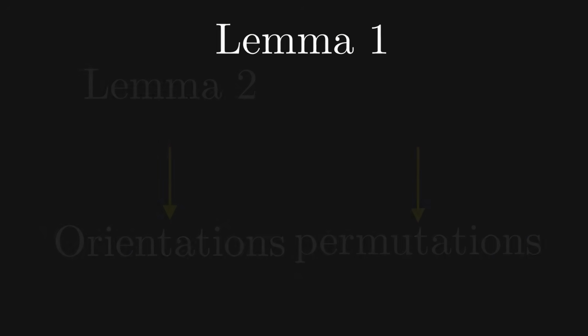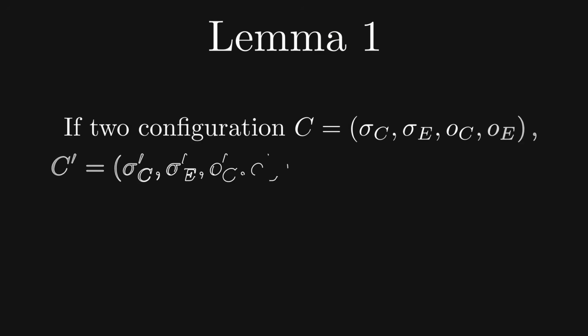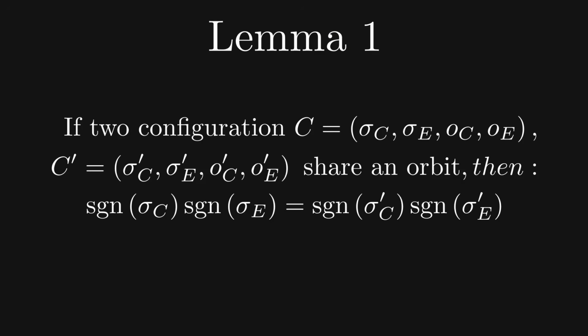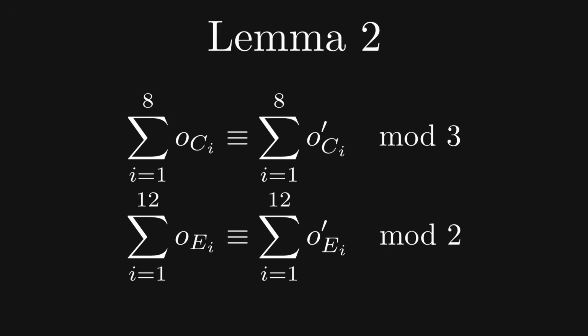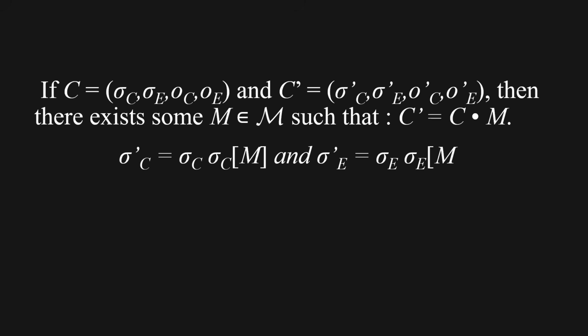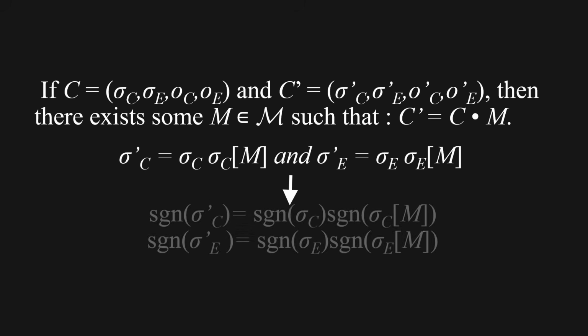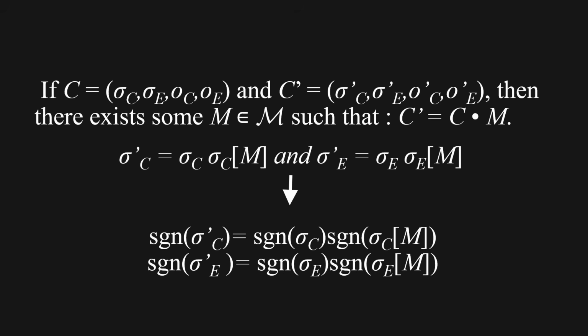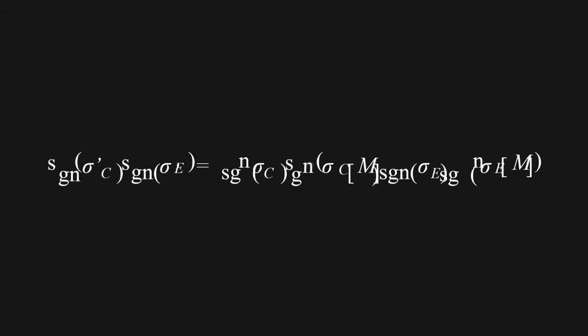The first lemma states that if two configurations share an orbit, then the product of the signatures of their permutations must be equal. First, observe that since these two configurations are in the same orbit, then there must exist some move M such that C' is equal to the action of M on C. This would mean that the permutations of C' is equal to the composition of the permutation induced by M and the permutation of C. You can check that it follows that the signatures also equate, and we may multiply these two equations term by term.